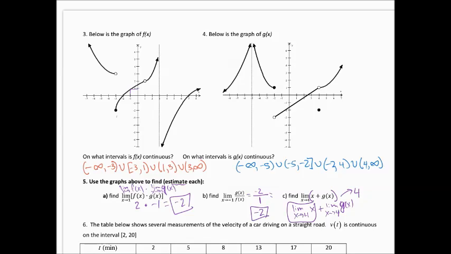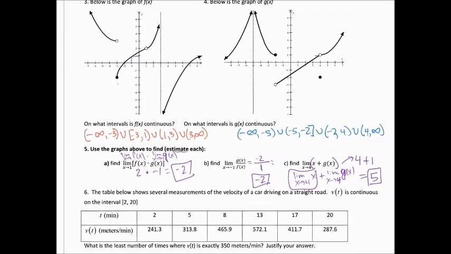Over here, the limit as x approaches 4 of g of x, well, we're going to take a look at our g of x graph at 4. Look at it from the left and from the right, they both approach this 1 value. So this will be plus 1, so the answer to this is 5. Okay, now moving on to number 6.